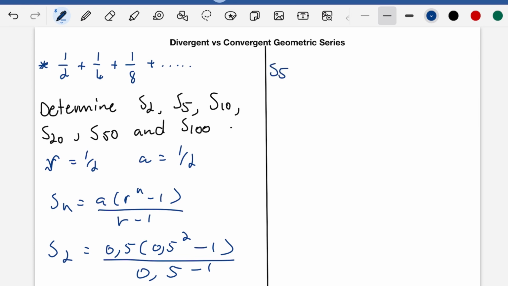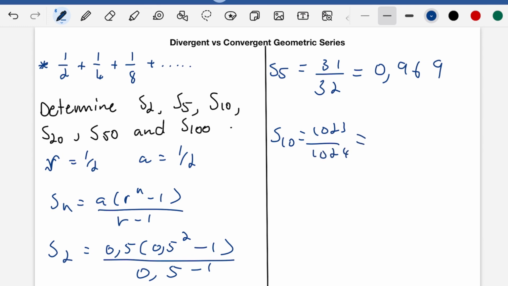What about the sum of the first 5 terms? Well, that should give you about 31 over 32 if you press it in your calculator, which is 0,969. And the sum of the first 10 terms would give you 1023 over 1024. Now this is about 0,999. Yes, it's increasing, but it's weirdly increasing by very little, given that we added a whole 5 other terms. And look what happens when we find S20.